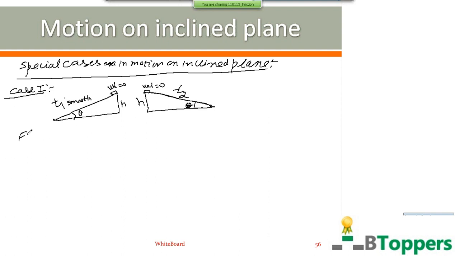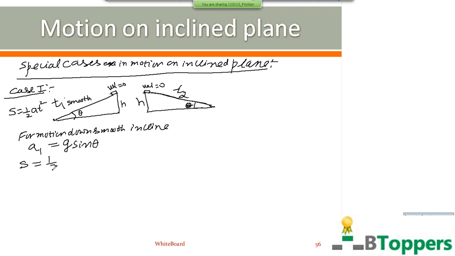So for motion down smooth incline, you can use the equation S equal to half a t square. The body starts from rest, moves with uniform acceleration, so you can write S equal to half a t square using this equation for motion down smooth inclined plane. The acceleration for motion down smooth inclined plane is denoted by a1, which is equal to g sin theta, and magnitude of displacement is given by s equal to half a1 t1 square.